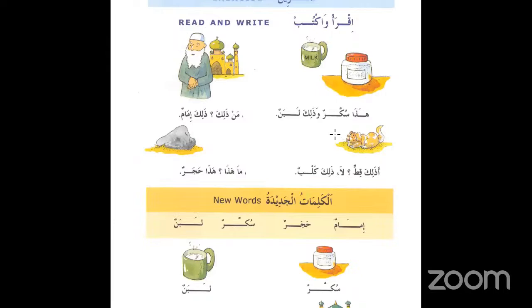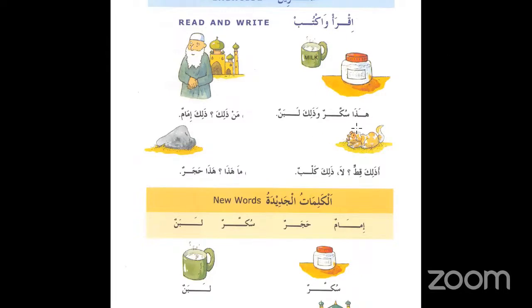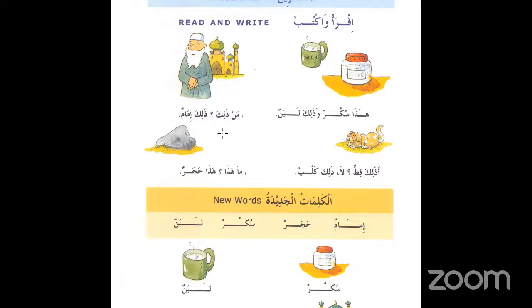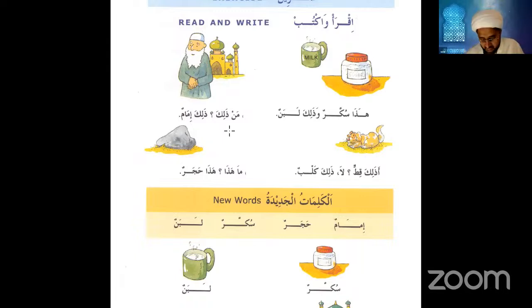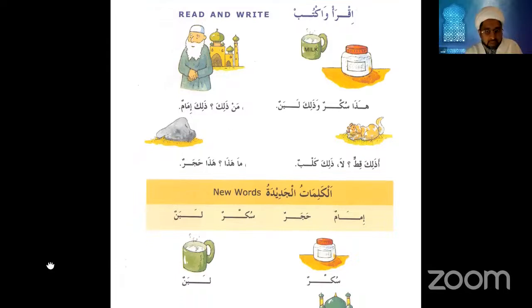Haza sukrun wa zalika labanun. This is a sugar and that is a milk. Excellent. Man zalika? Who is that? Zalika imamun. That is an imam. Excellent.